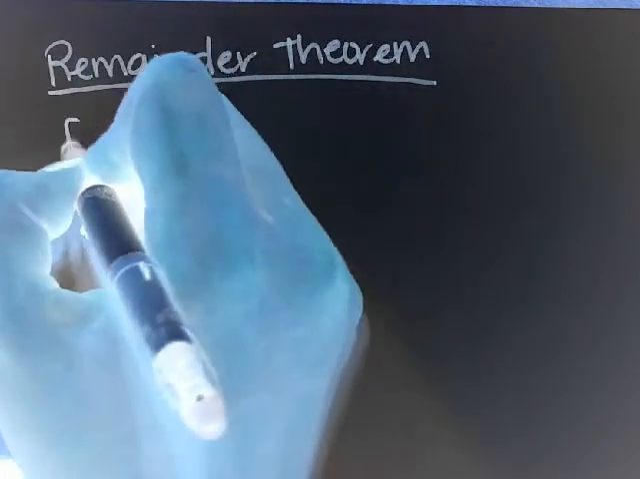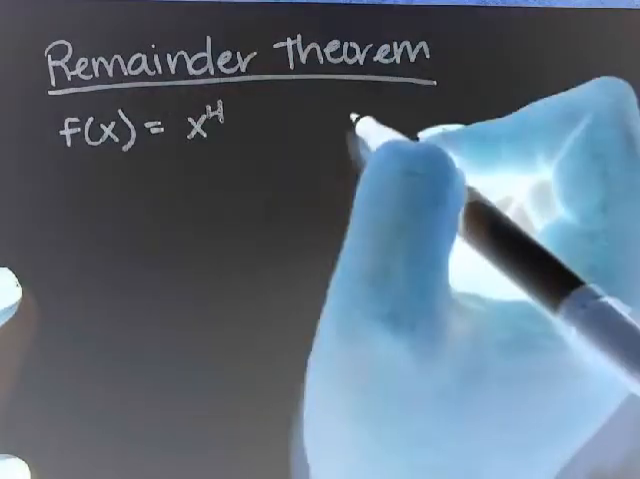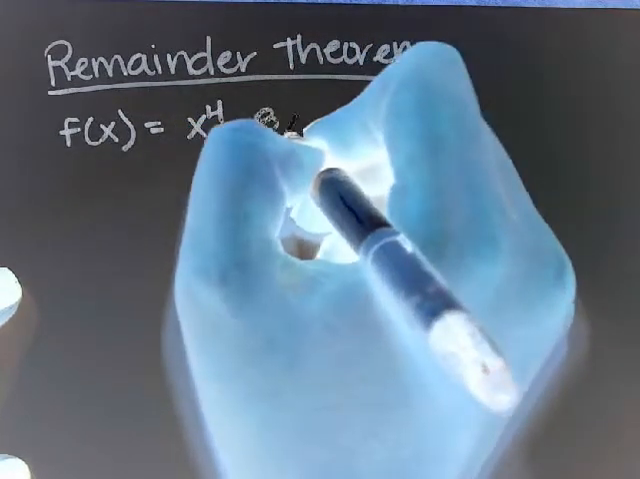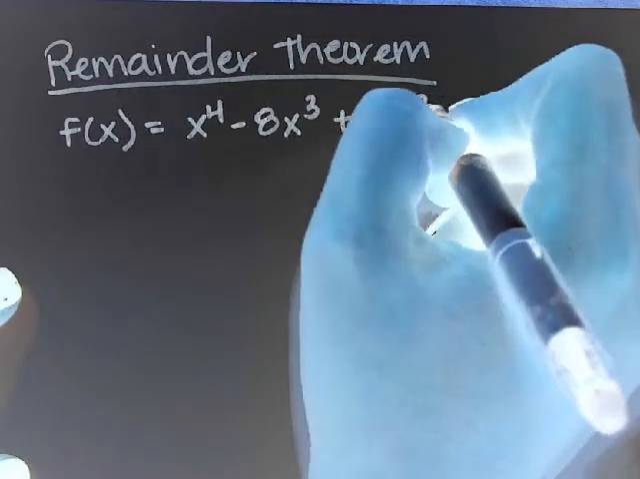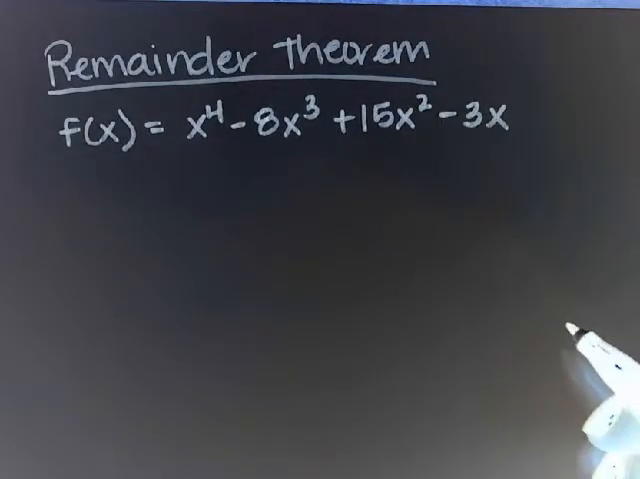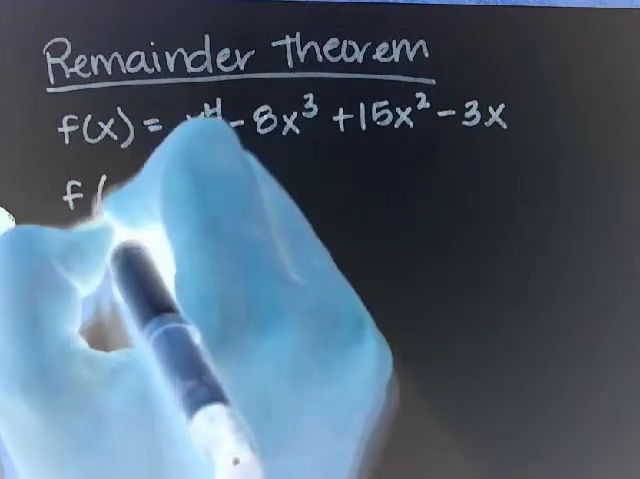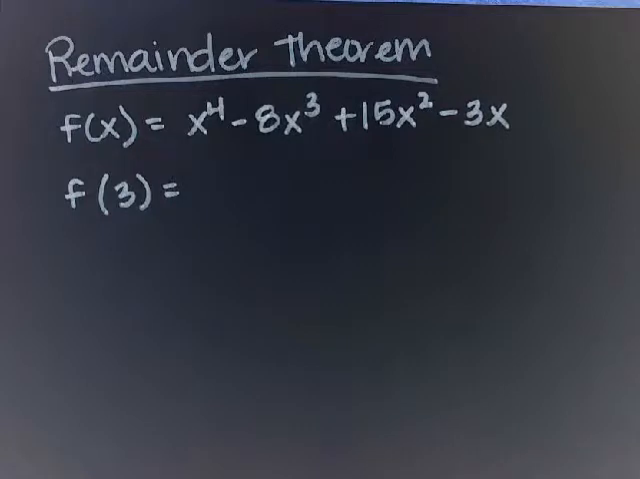Okay, so for the remainder theorem, we're going to write down the function f of x equals x to the fourth minus 8x to the third plus 15x squared minus 3x. And what I want you to do is evaluate this function for 3. So I want you to plug 3 in and tell me the answer you get. No calculators, ready, go.